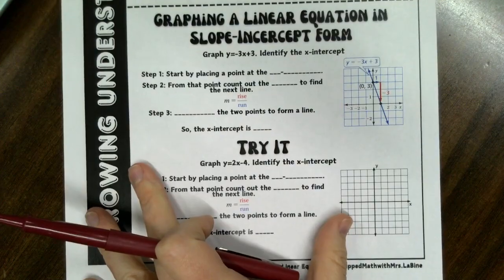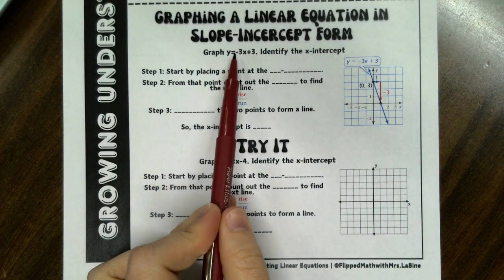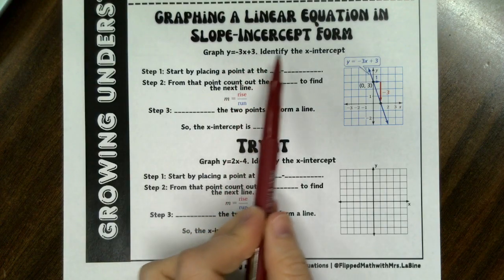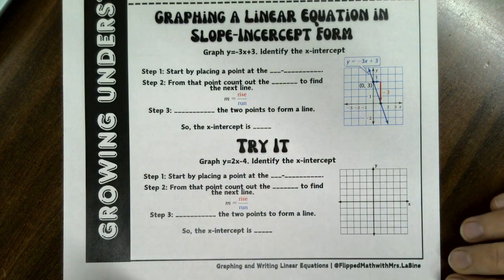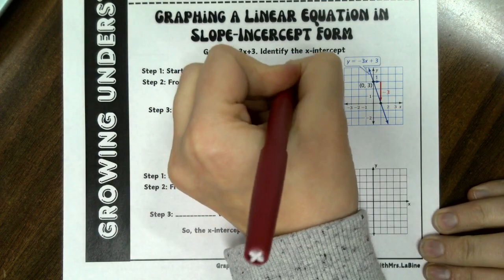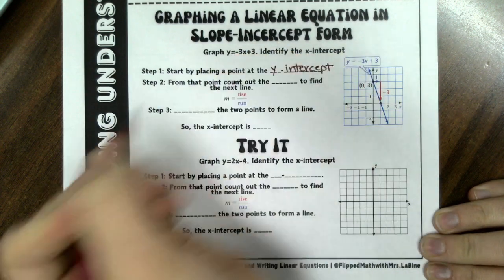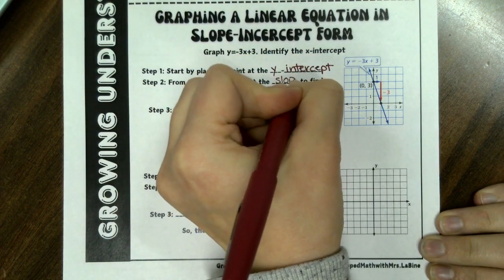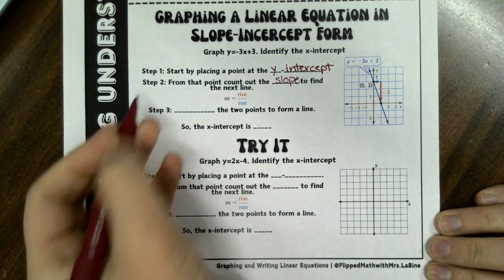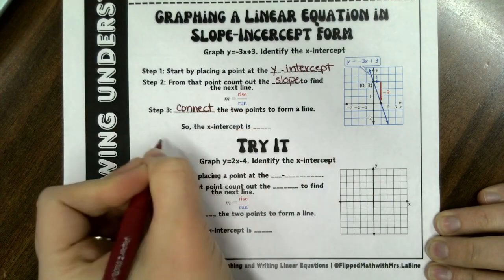Let's look at this bottom part, graphing a linear equation in slope-intercept form. So graph y equals negative 3x plus 3. Identify the x-intercept. So first you're going to start by placing a point at the y-intercept. So this is what we talked about on the first page. These were those steps. From that point, you're going to count out the slope to find the next point. Then you're going to connect those 2 points to form a line.